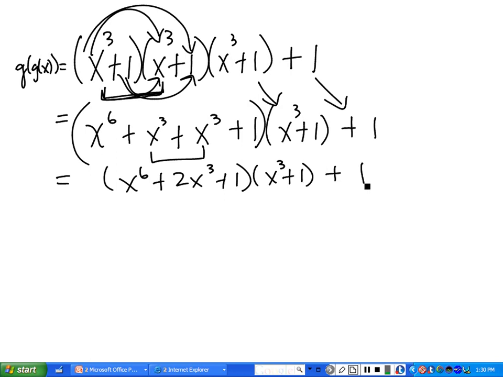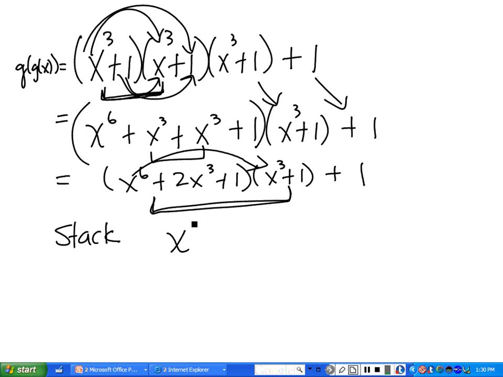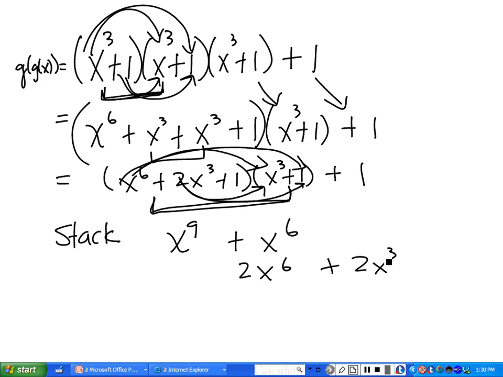Now what you can do here is start stacking this. So what we have is x to the 6 times x cubed, which is x to the 9. Then x to the 6 times plus 1, that's x to the 6. Then we're going to turn around and multiply 2x cubed times x cubed. That's 2x to the 6. So I'm going to stack it under here. And then we have 2x cubed times 1. That's a 2x cubed. Then we have 1 times x cubed, which is x cubed. So I'll stack it there. And 1 times 1, which is 1.